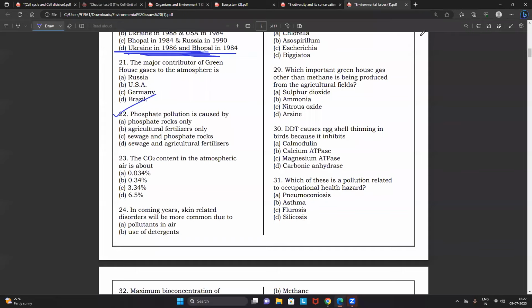Phosphate pollution is caused by, they're asking. Caused. Look into that very correctly. It is not only because of the fertilizers, right? Phosphate pollution also occurs by the fertilizers as well as the sewage. Hence the correct answer will be what? Obviously the correct answer will be D. No need to get confused with that.